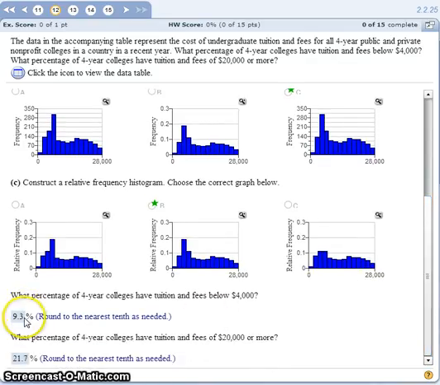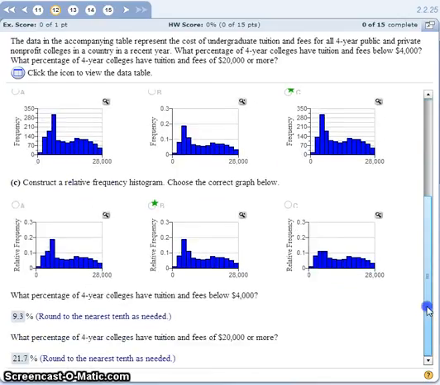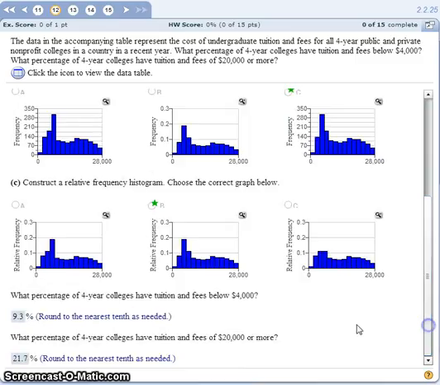To answer these questions at the end, the percentage of 4-year colleges with tuition and fees below 4,000, look up at your relative frequency chart you have here. So below 4,000 would be these first two. And if you add those together, you would get 0.093, which as a percent is 9.3%. And then for 20,000 or more, you would look at the 4 values here that are 20,000 or more and add all those together. And when you convert that to a percent, you'll get 21.7%.